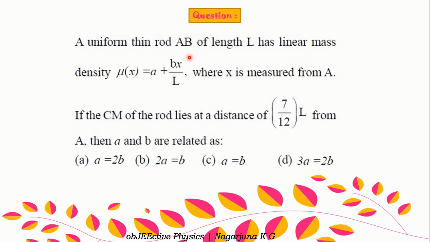A uniform thin rod AB of length capital L has a linear mass density mu of x equal to (a plus bx) by L, where x is measured from A. If the center of mass of the rod lies at a distance of 7 by 12 L from A, then a and b are related as. Solution.